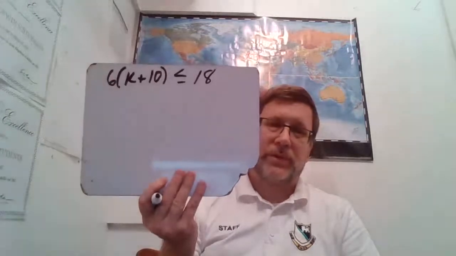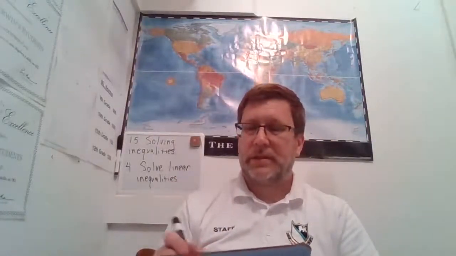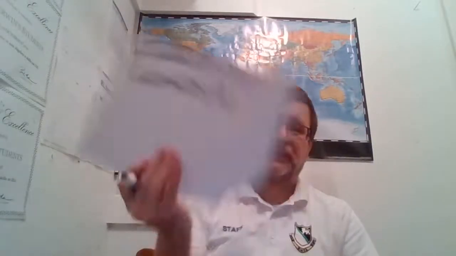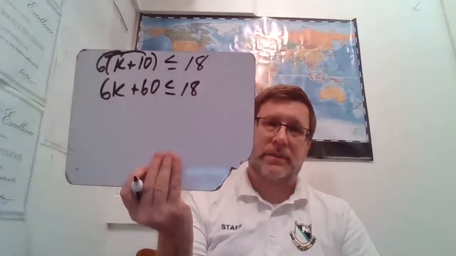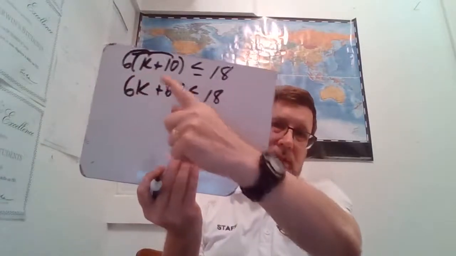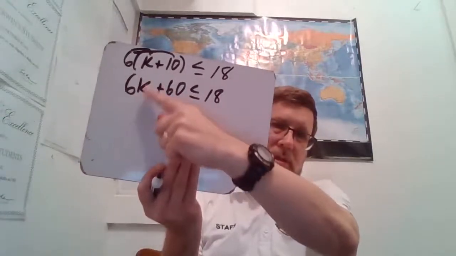What do we do? The first thing is we distribute the 6 to the k. Distribute, so 6 times k is 6k. 6 times 10 is 60. 6k plus 60 is less than or equal to 18. How do we get a 60? 6 times 10. How do we get a k? 6 times k is 6k.